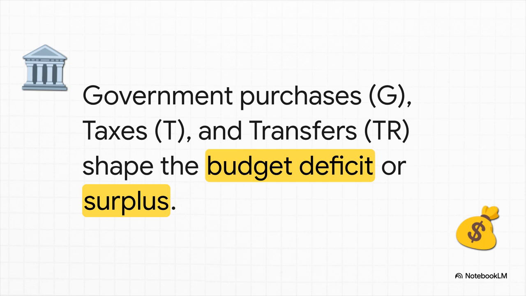Together, these tools dictate the budget. If spending eclipses taxes, boom, you've got a deficit, and the government has to borrow from financial markets by issuing debt. If they collect more than they spend, they're running a surplus.